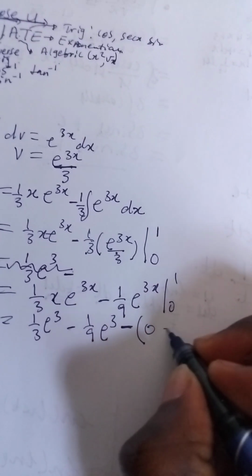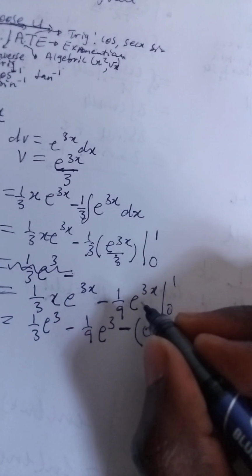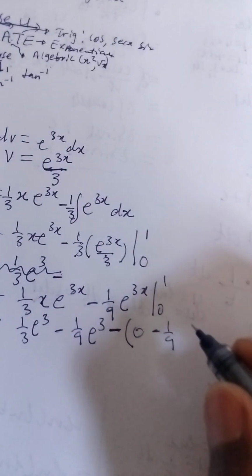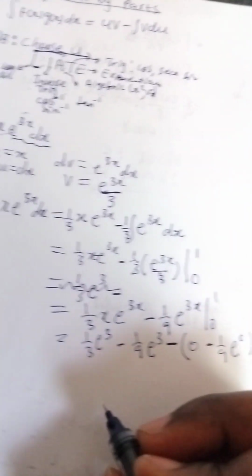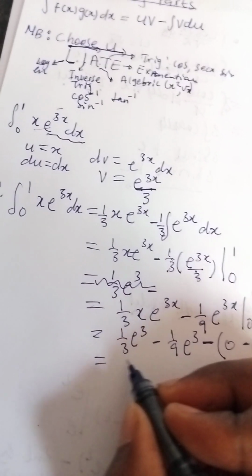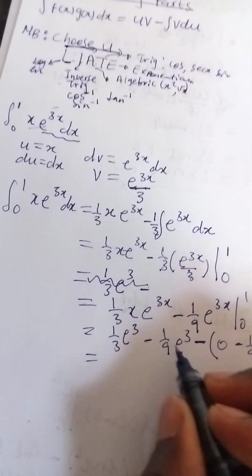So I'm going to have 0 minus 1 all over 9. Then if I plug 0, I'm going to have e to the power 0. E to the power 0 is basically 1. Let me just write it down. Then here, these two, I can subtract them.